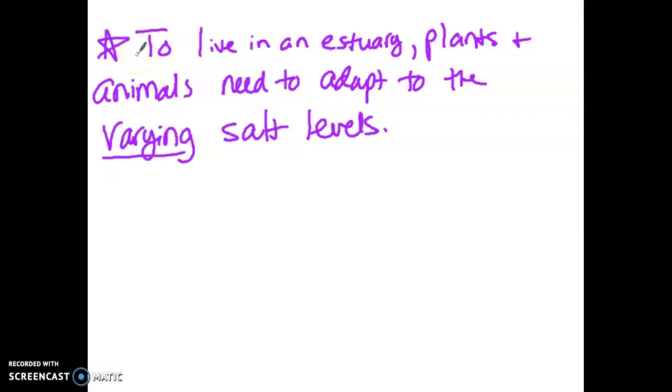The last time I put a star beside something, did you see it on the test? Yep, pretty much word for word, right?